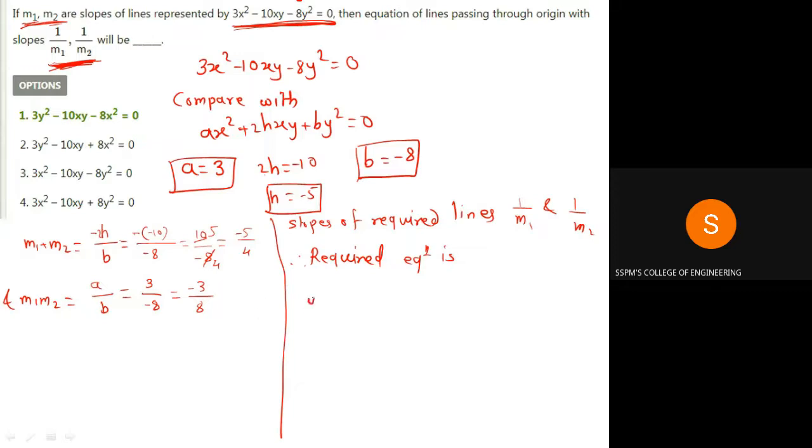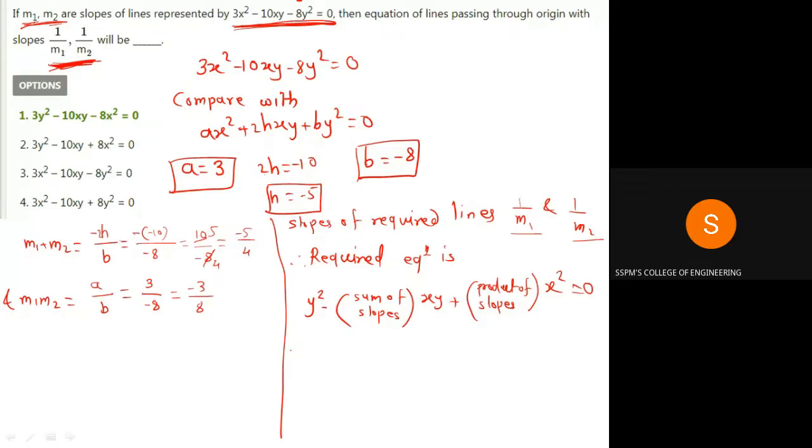It is given as y square minus sum of slopes into xy plus product of slopes into x square is equal to 0. See, this is how the equation is given. If you have m1 and m2, that is, you have slopes, then this is how the equation is given.